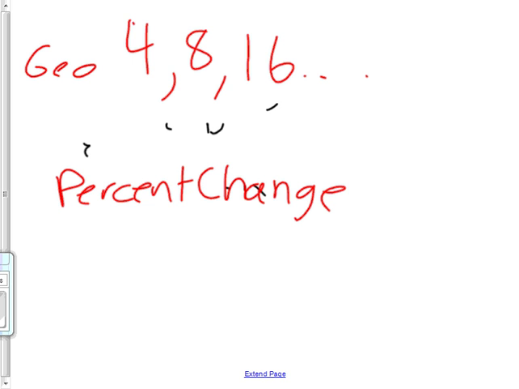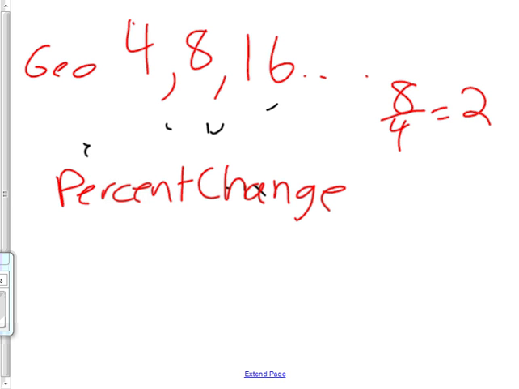So this percent change here. So for doing our common ratio, what do we do to find our common ratio? Correct. So we'll just do 8 divided by 4. So we know that our common ratio is 2. So then what would our percent change be if our common ratio is 2? Would it be 200? Who thinks it would be 200%? Raise their hand. Who thinks it would be something else? And what else? Yeah, 100%.